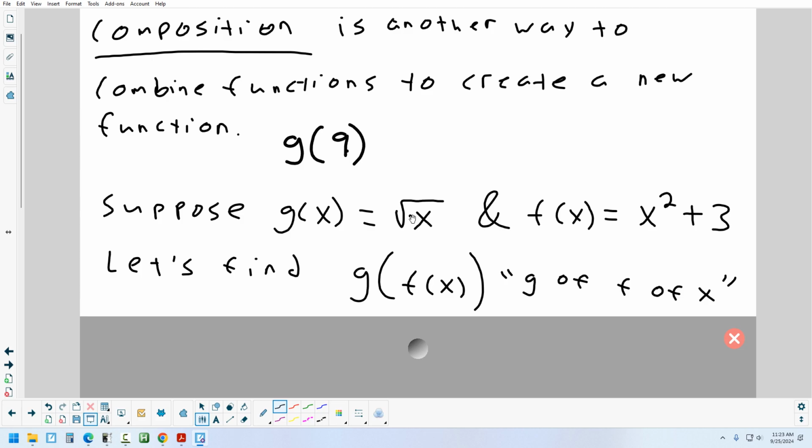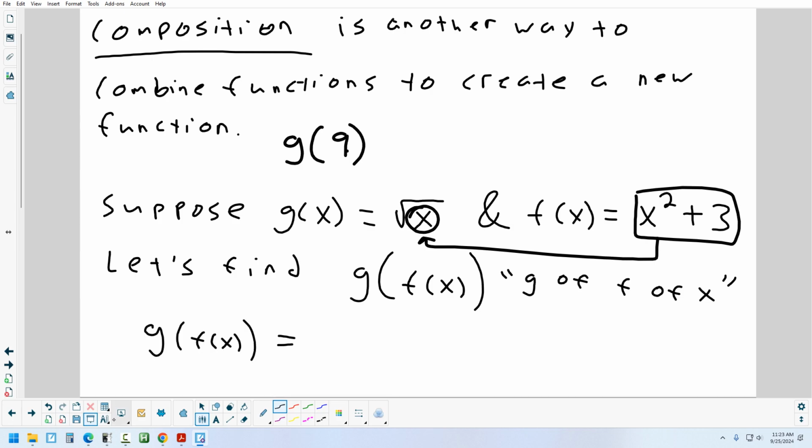Well, what we're going to be plugging in for the letter now is not going to be a number. You're still going to plug in something for that letter, but what you're going to plug in is this entire formula. That's composition. You're taking the formula from one function and plugging it into the letter in the other one. So let's do it. We're going to find G of f of x.